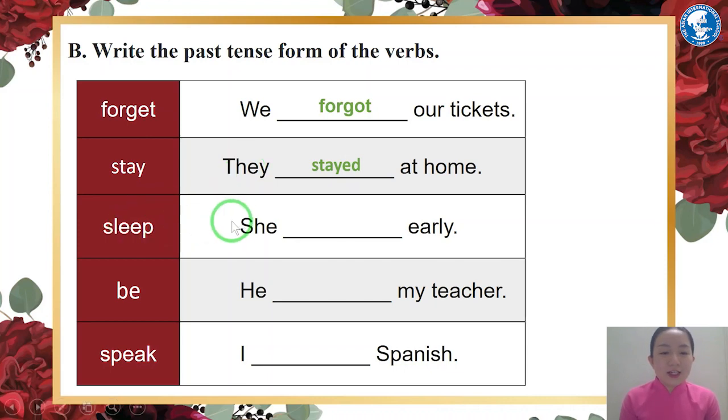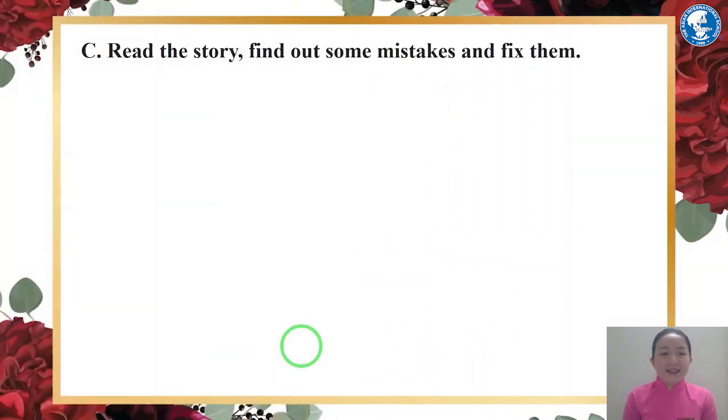Next one, she slept early. Very good. Next, he was my teacher. And the last one, I spoke Spanish. Good job. Exercise C. Read the story. Find some mistakes and fix them. Are you ready?